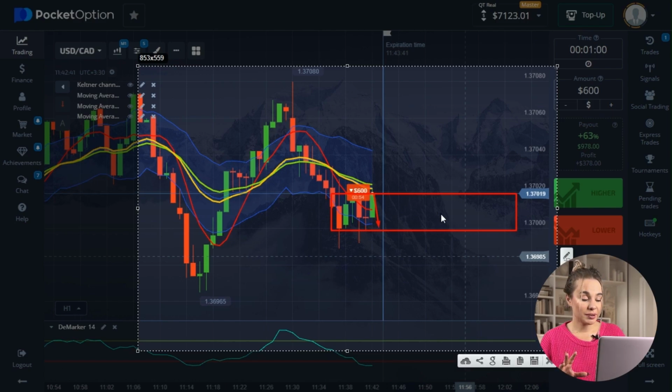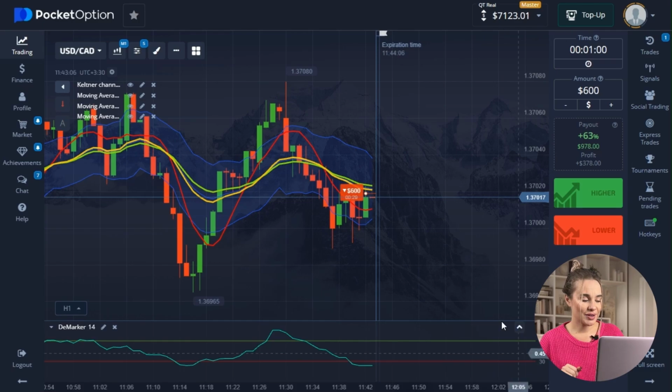But overall, the trend potential in this pair has ended for now. So after this trade, I will move on to the other currency pairs.